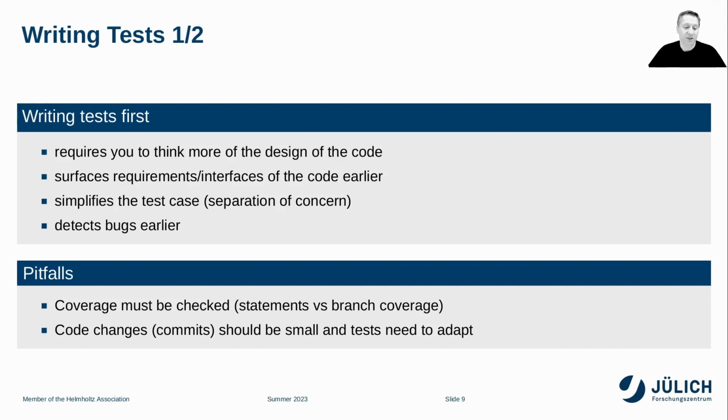The other thing that is important: if your code changes, so basically if you do commits and the code changes, the tests themselves need to adapt if the functionality, for example, changes. And one good thing to do is usually to make the code changes as small as possible, so it's easy to track if something goes wrong or a bug occurs.